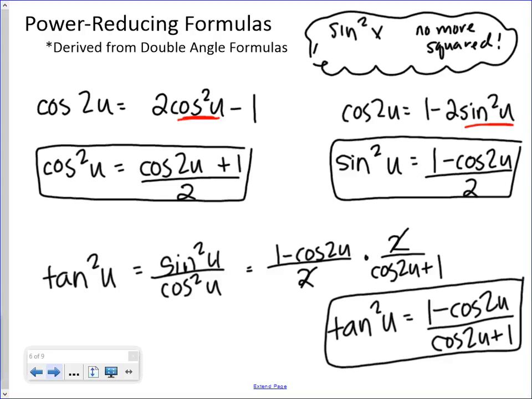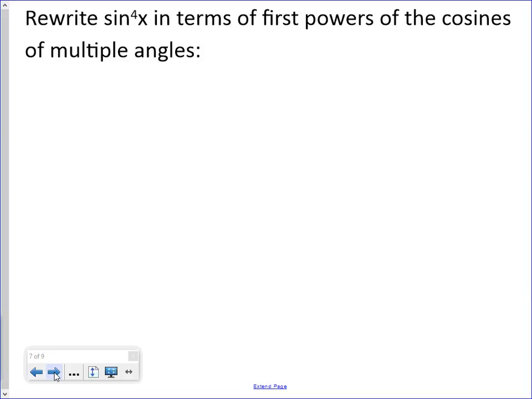Okay. Are we okay on power reducing formulas so far? Okay, let's put them into use. We are going to rewrite the sine to the fourth x in terms of first powers of cosines of multiple angles. That's the same directions you're going to see in the textbook, and same directions you would see on the test.